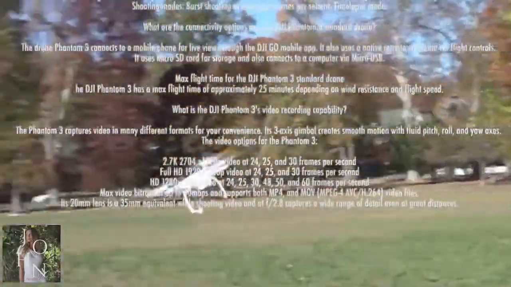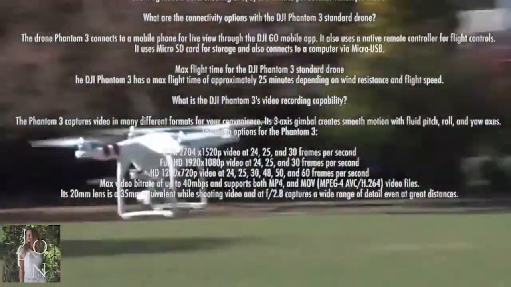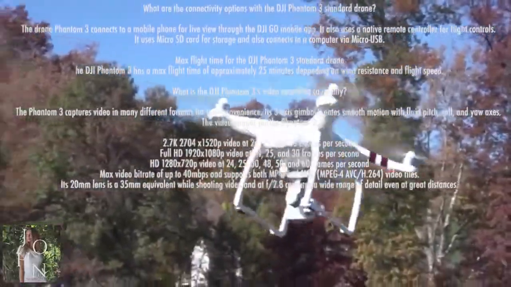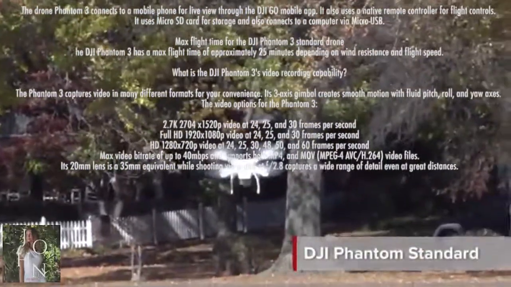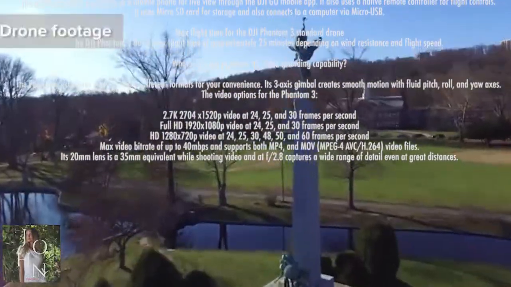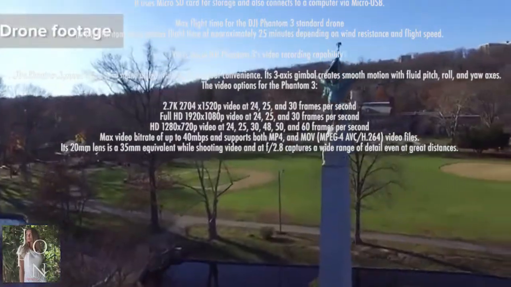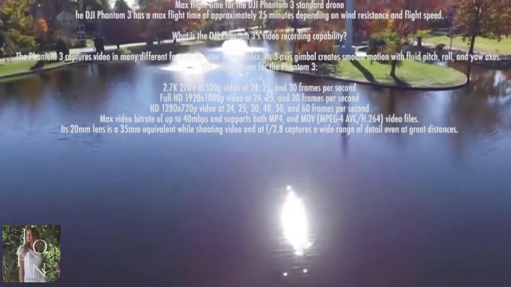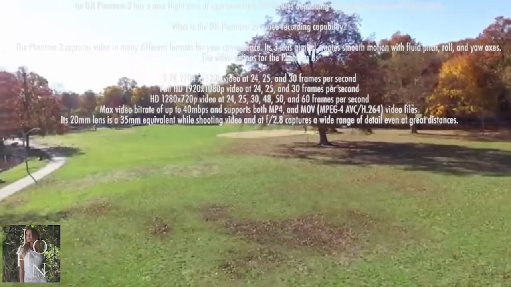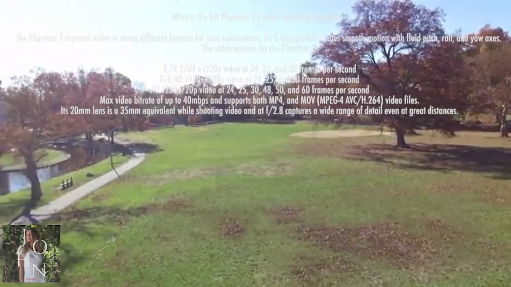What are the connectivity options with the DJI Phantom 3 standard drone? The drone Phantom 3 connects to a mobile phone or live view through DJI Go mobile app. It also uses a native remote controller for flight control. It uses micro SD card for storage and also connects to a computer via micro USB.